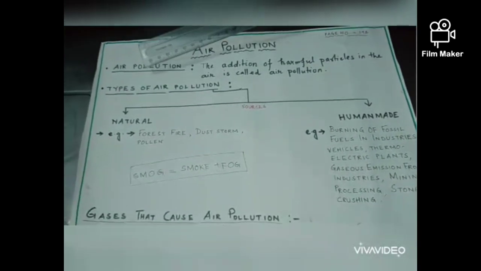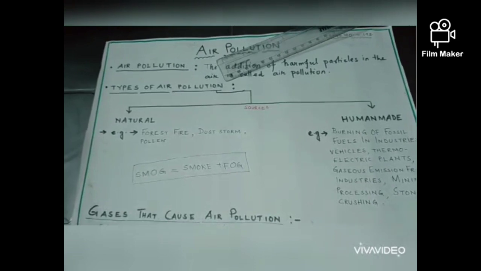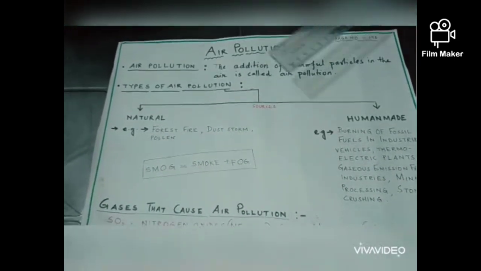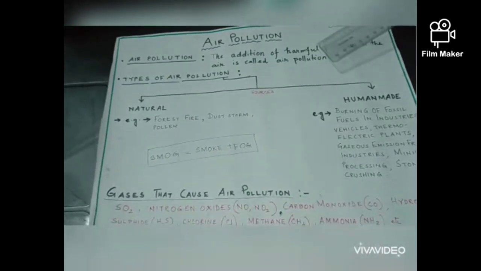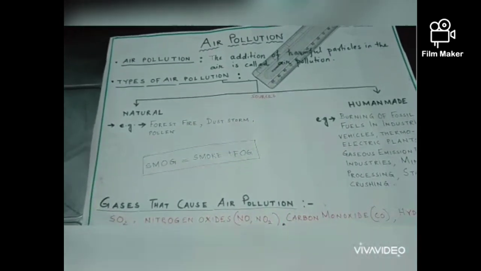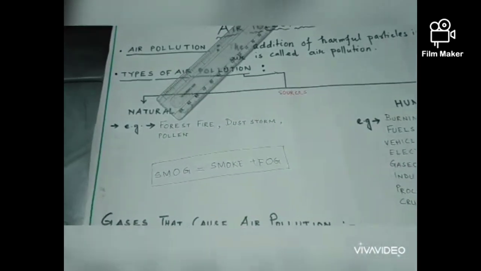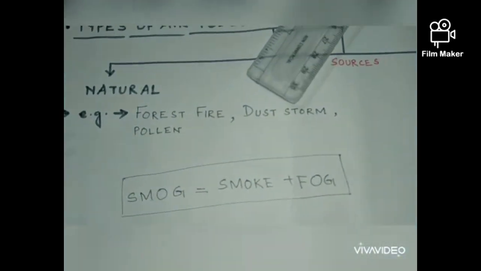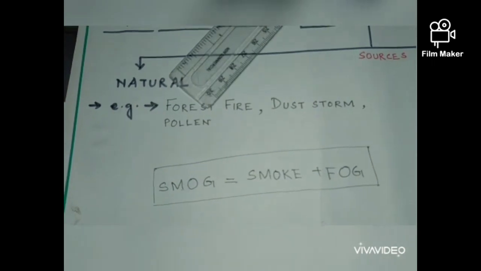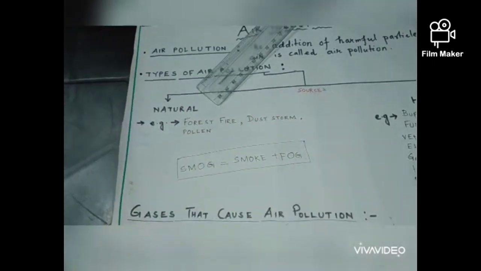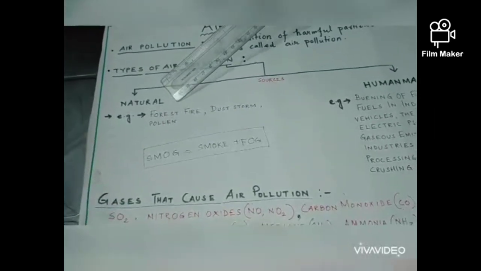Now we will see what are the types of air pollution. There are two types of air pollution, natural and human-made. If we see the natural sources by which the air is getting polluted, these are forest fire, dust storm, pollen grains. These particles will pollute the air, which are the natural sources.